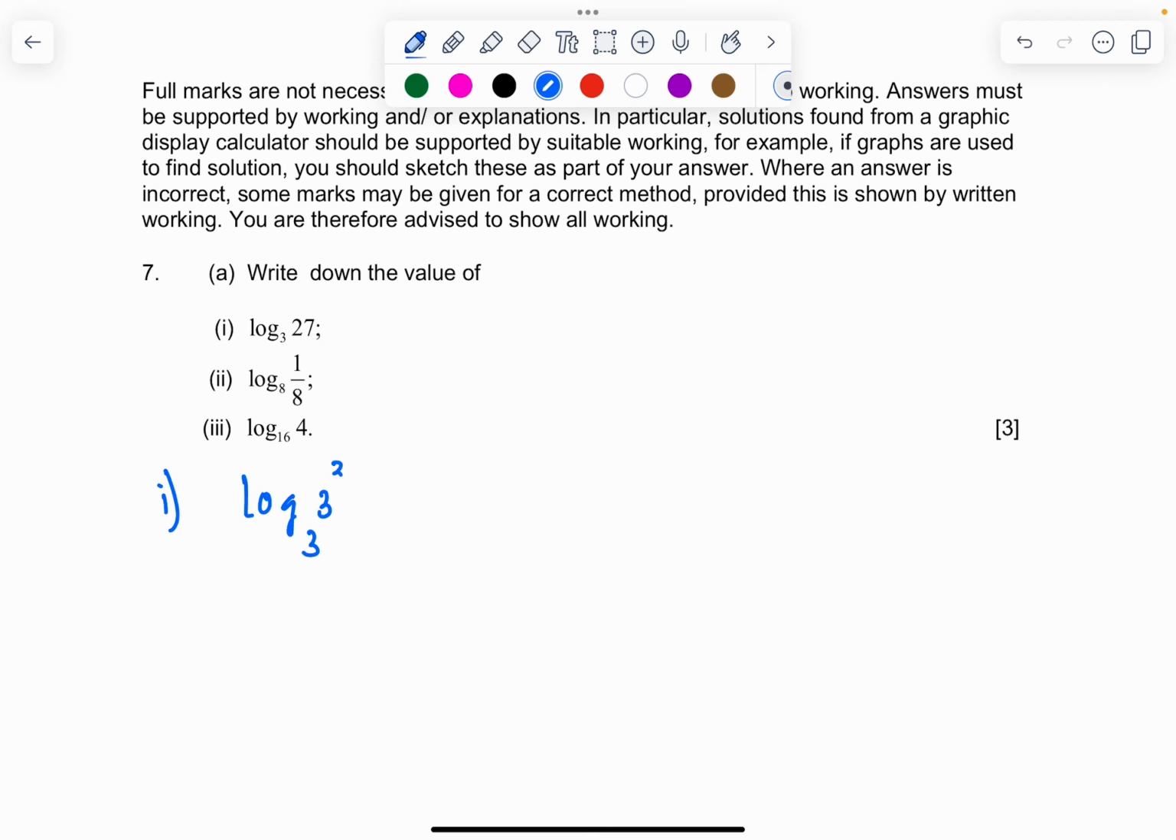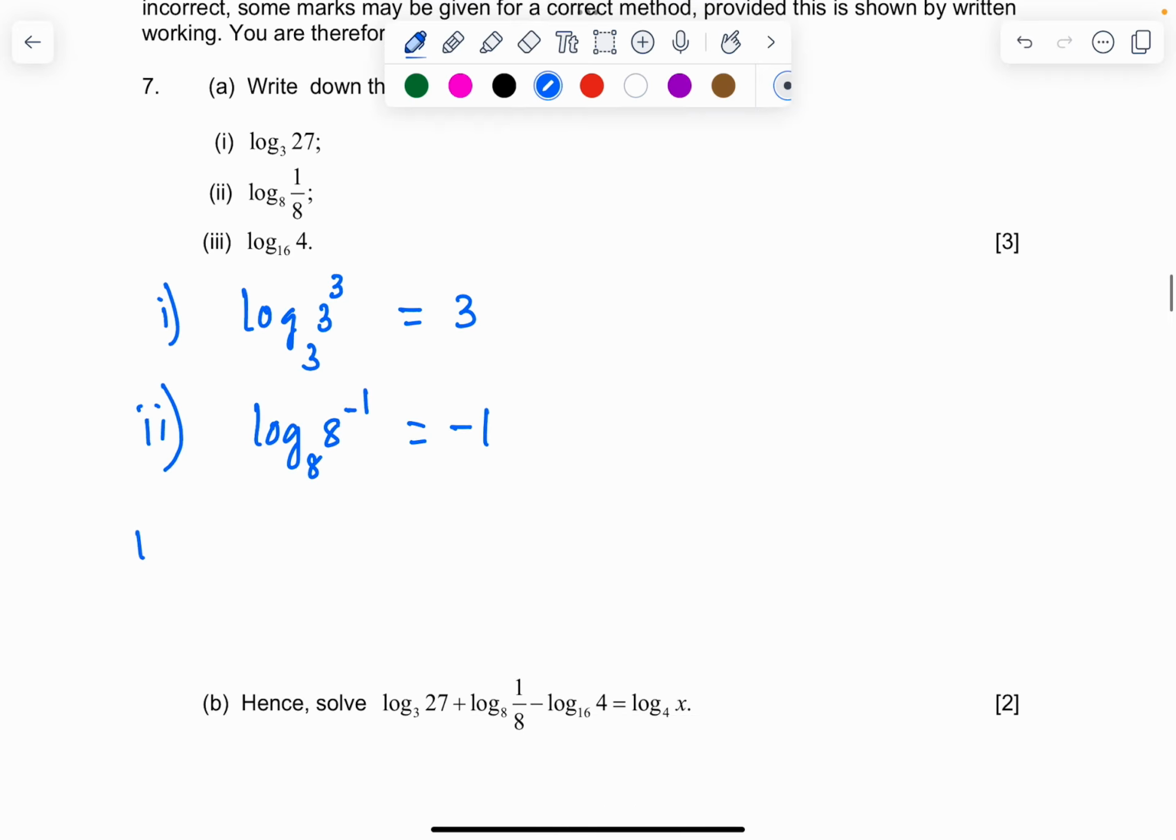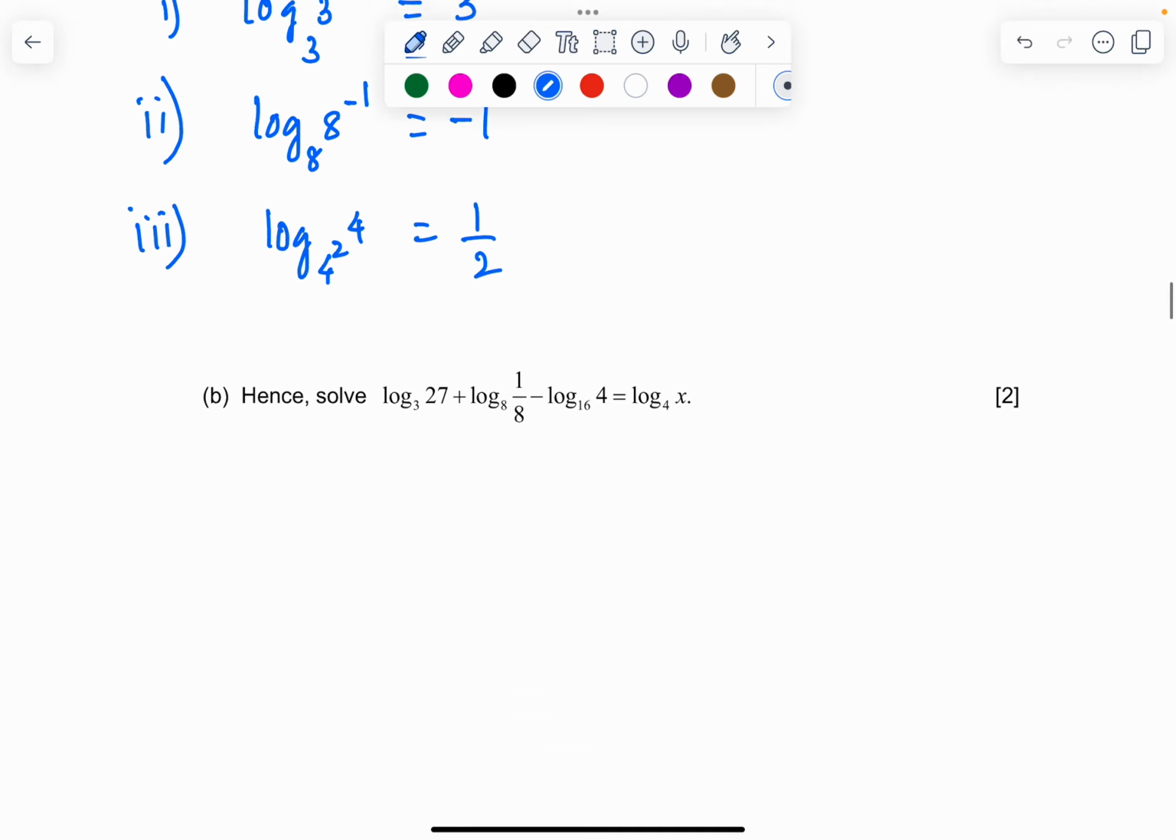I can write it as 3 cubed. So this gives me 3. Then log base 8 of 1 over 8, I will write it as 8 to the power of negative 1, this gives me negative 1. And log base 16 of 4, I can write 16 as 4 squared, so this becomes 1 over 2. Is it okay until here?